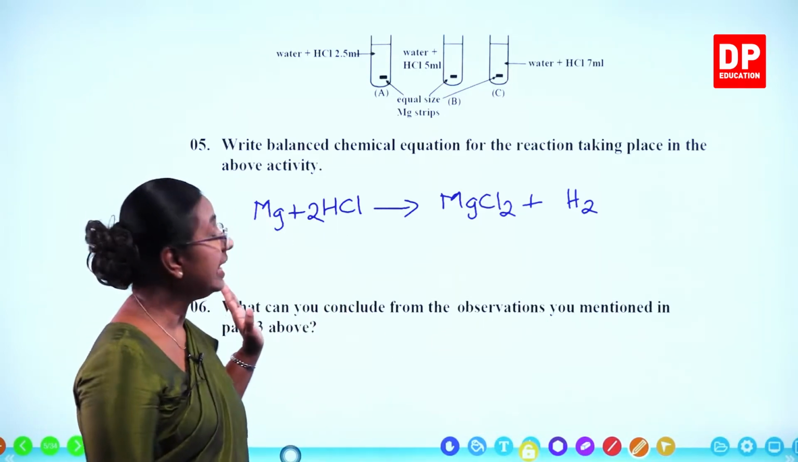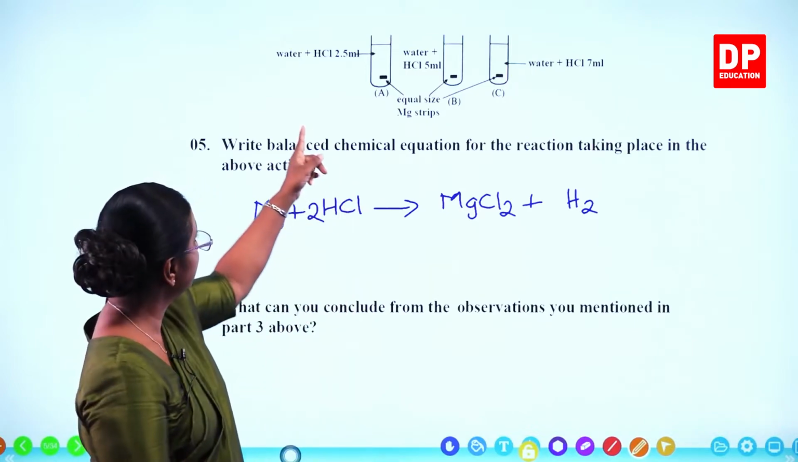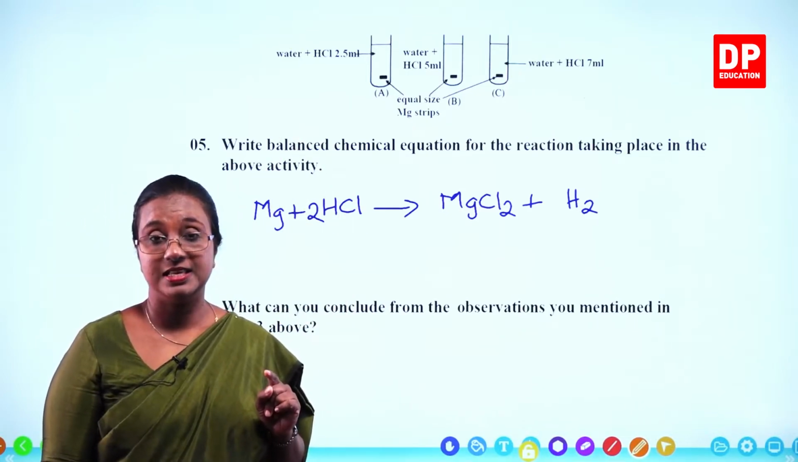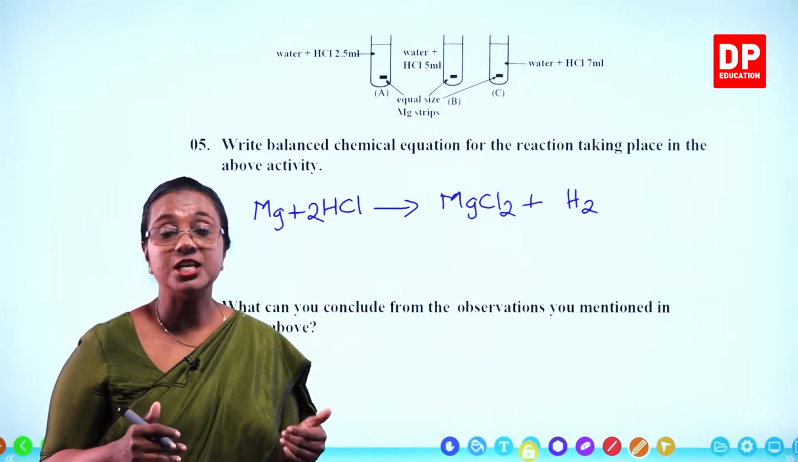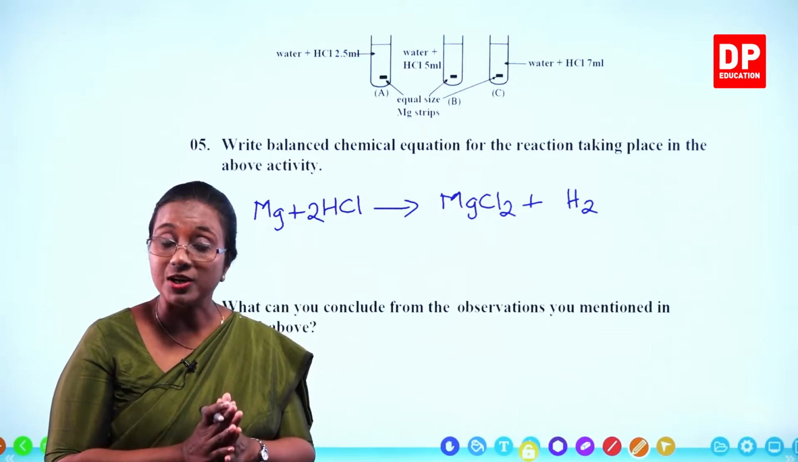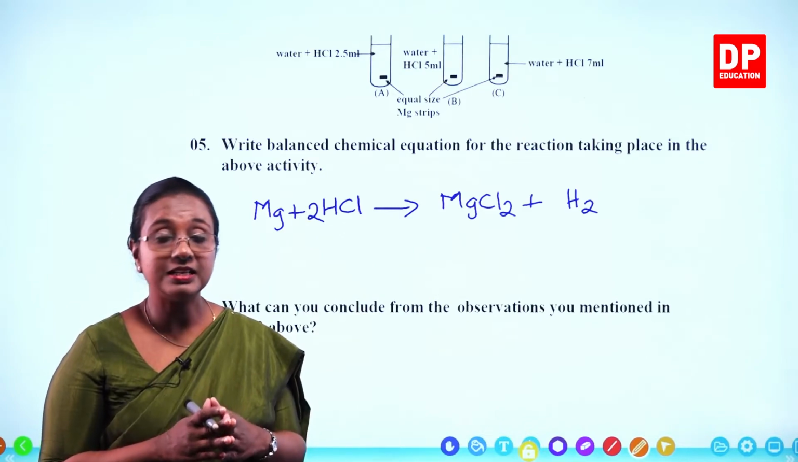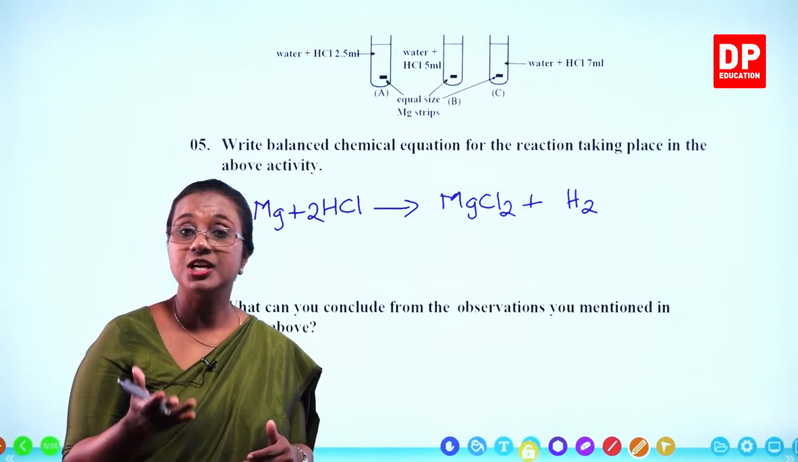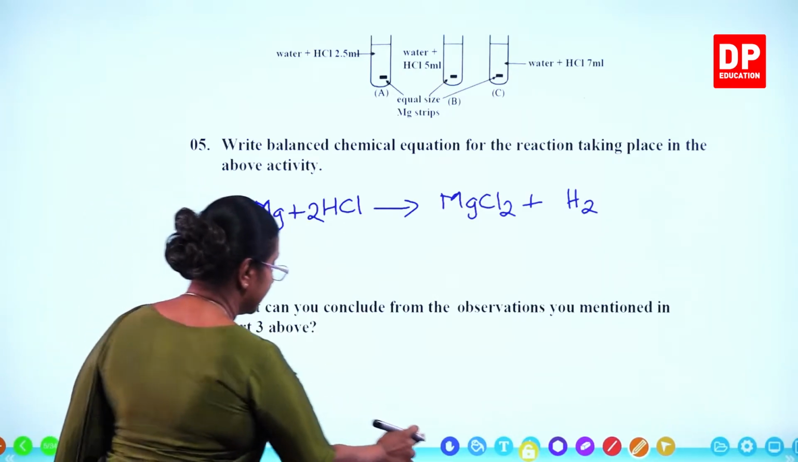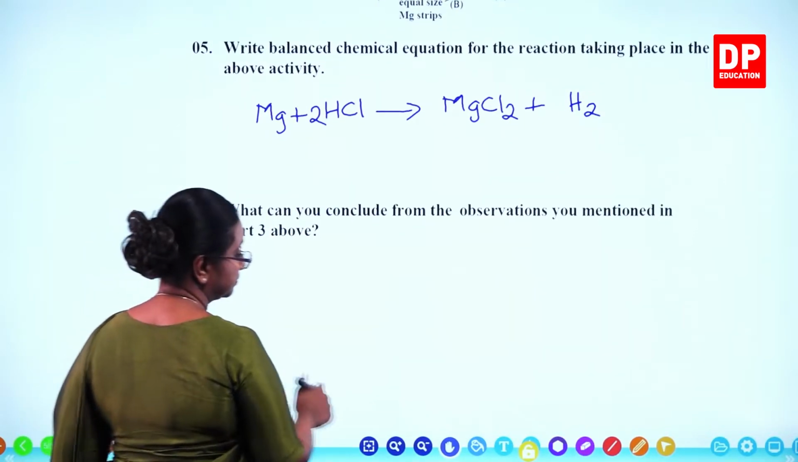So in A the concentration is less, only 2.5 milliliters of HCl. So the rate of reaction is low. So from that what do we conclude? When concentration of reactant increases, the rate of reaction increases. So that is the conclusion.